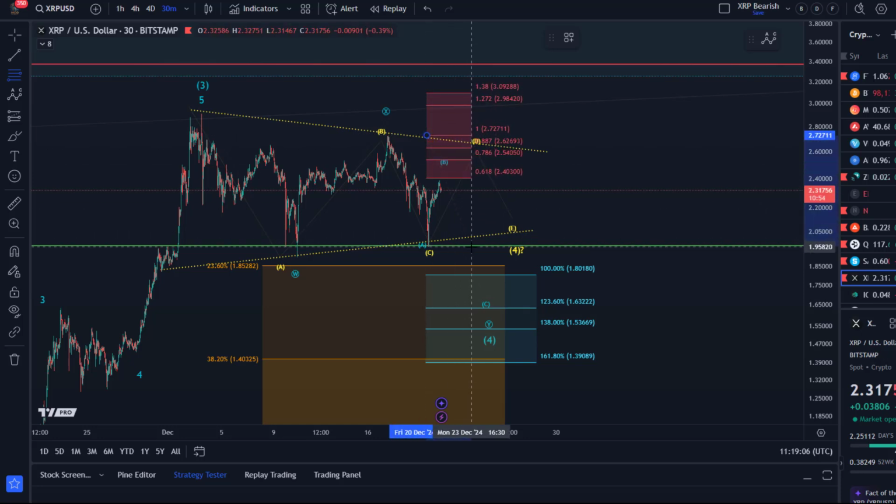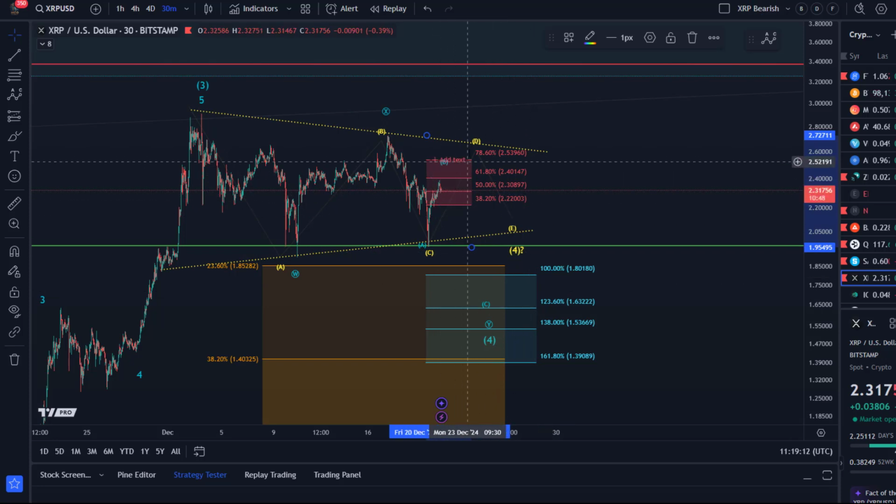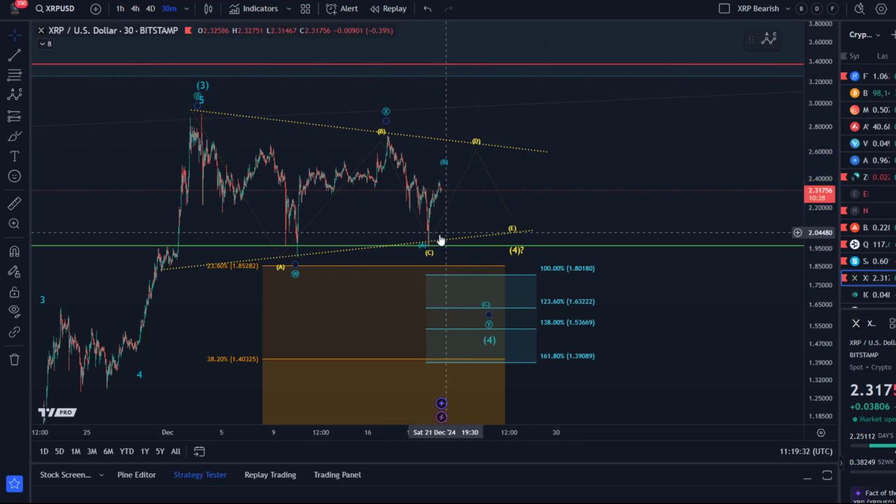Resistance for the B wave, blue wave B, is between 230 and 253. So if this is a B wave, then ideally we would expect a reversal to the downside from this area, and a break below that 196 level, and then the price could enter that blue zone below, which is between 139 and 180. But as long as we're holding above that 196 level, the last swing low, also the yellow scenario is valid, and the yellow scenario suggests an Elliott wave triangle that might stretch a little bit more sideways.